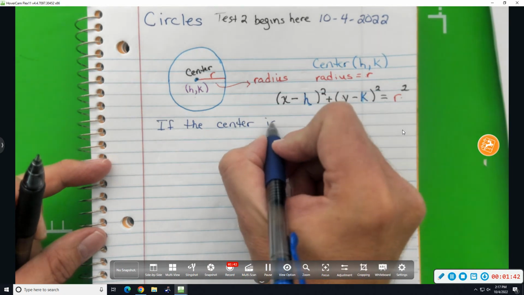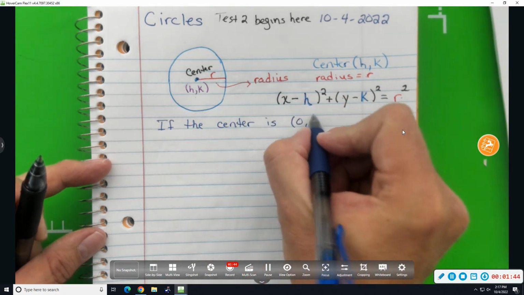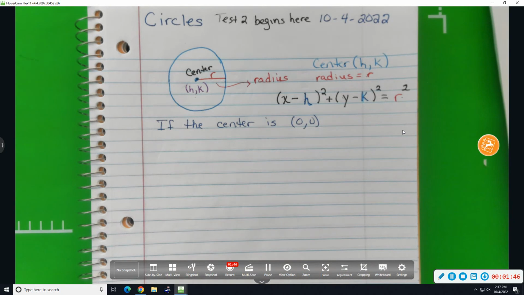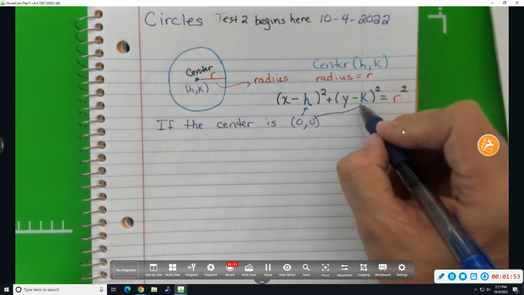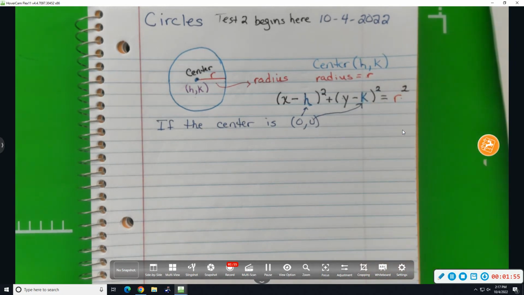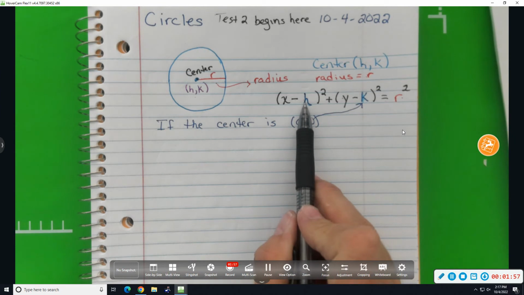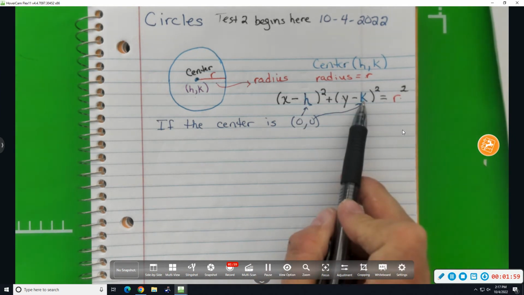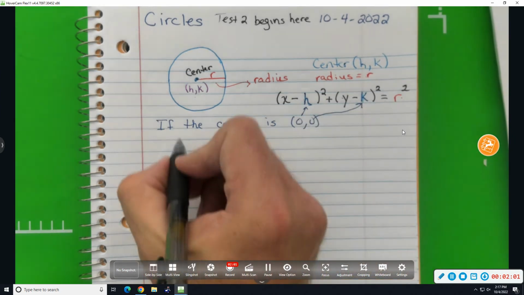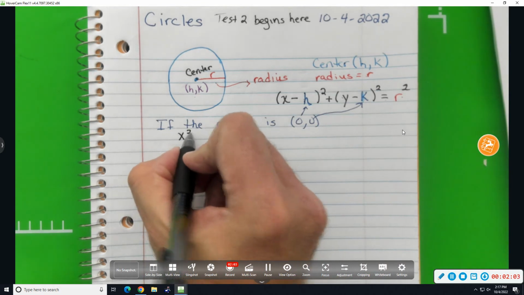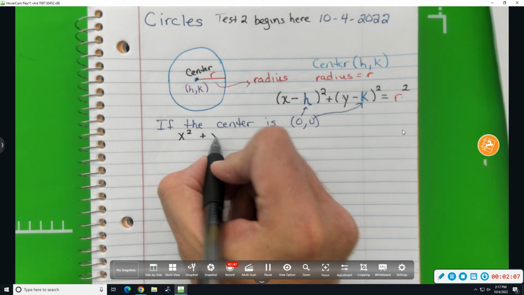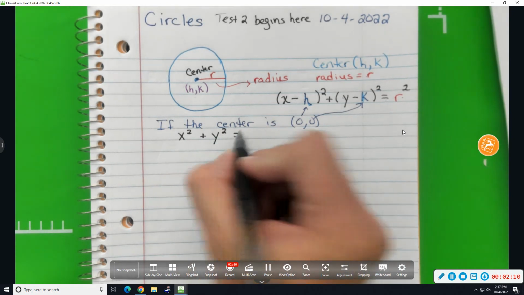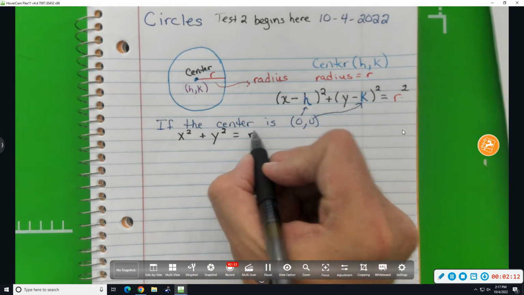Now, here's a special case. If the center is located at 0, 0, can y'all imagine plugging a 0 in for h and a 0 for k? How would that simplify if you just put a 0 here and here? It would be x squared plus y squared. You don't need to write x minus 0. Plus y squared equals the radius squared.